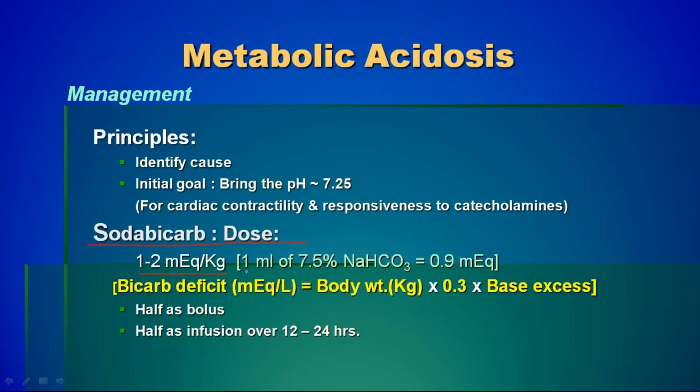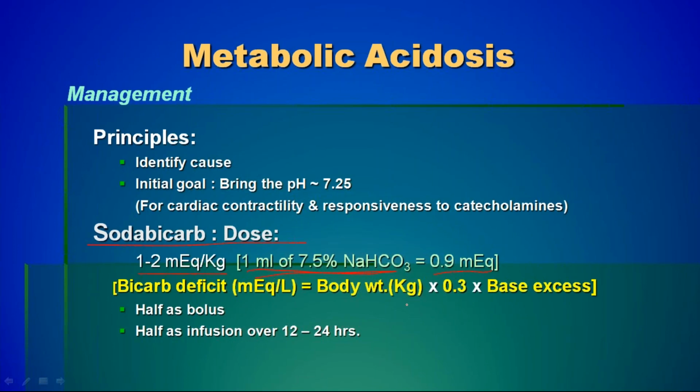So remember, what is available in our dispensaries is 7.5% soda bicarbonate. Each 1 ml is equal to almost 1 milliequivalent, that is 0.9. Just 1 ml is equal to 1 milliequivalent approximately. Remember, that is easy. And this is a very highly concentrated one. Never give soda bicarb intravenously directly. Whenever you give soda bicarb as a bolus, you have to dilute it with equal volumes of normal saline or dextrose. Then it becomes nearly half the concentration and you can give it. And avoid extravasation. It should not go outside the vein. It will cause severe necrosis, even when diluted. So with soda bicarbonate, you must ensure the cannula is right inside the vein.